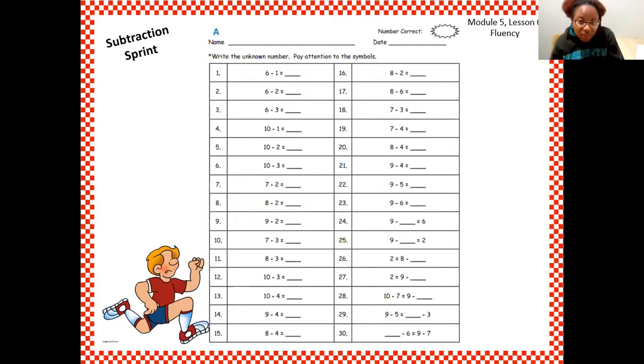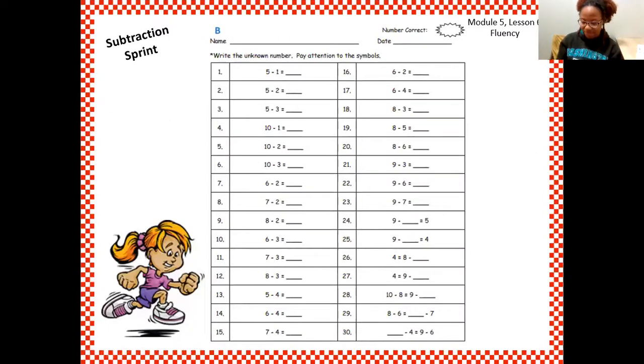All right, so I want you to write down the number you stopped on, and we are going to complete part B of our sprint. And remember, you want to do better than yourself. And this one will also be another subtraction sprint. Let me go ahead and get my timer ready. Are you ready? Set, go. Here's part B.